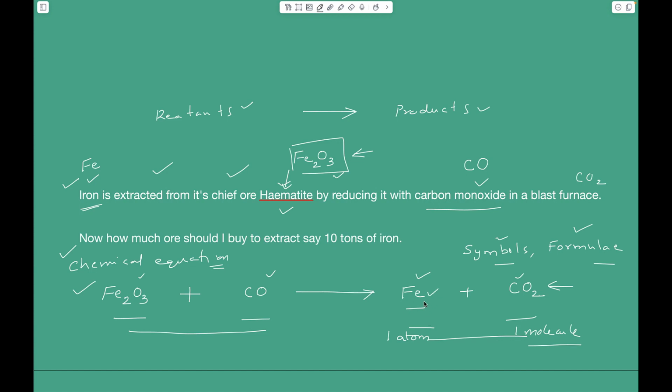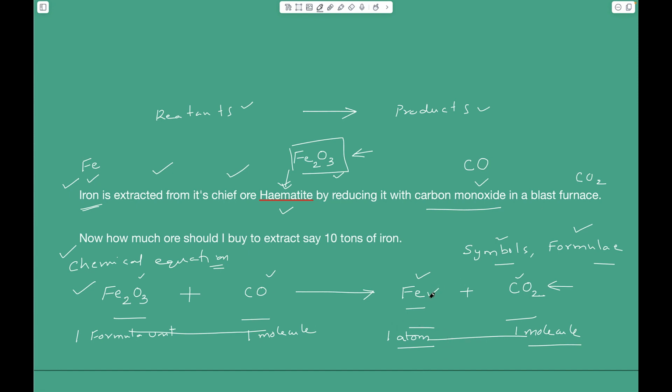Here Fe not only tells that it is iron, it also represents exactly one atom of iron. And same in these two cases. Here it represents one molecule of carbon monoxide. Here one formula unit of ferric oxide. So these symbols also represent a certain amount of that substance.